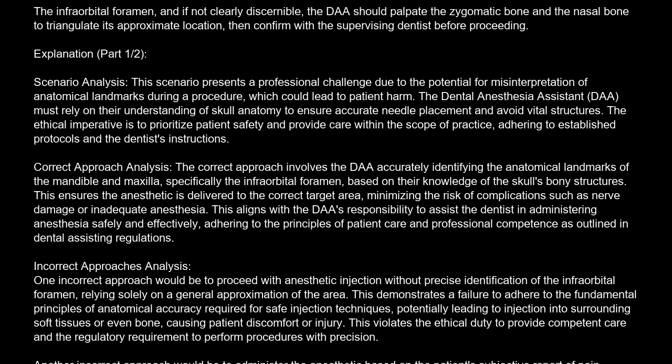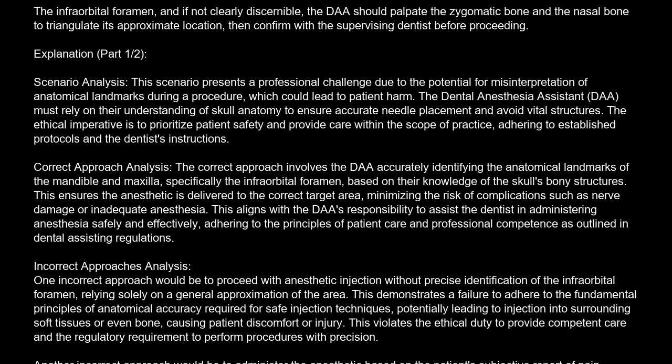Incorrect approach analysis. One incorrect approach would be to proceed with anesthetic injection without precise identification of the infraorbital foramen, relying solely on a general approximation of the area. This demonstrates a failure to adhere to the fundamental principles of anatomical accuracy required for safe injection techniques, potentially leading to injection into surrounding soft tissues or even bone, causing patient discomfort or injury. This violates the ethical duty to provide competent care and the regulatory requirement to perform procedures with precision.